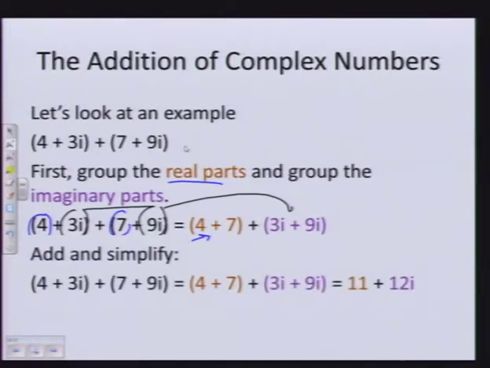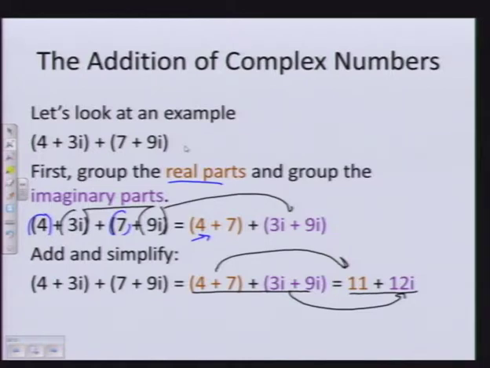Okay, so we got to the stage where we put things together, and now we're going to add the 7 plus 4, that's going to give us 11, and 3i plus 9i is going to give us 12i. So our answer comes out to be 11 plus 12i, and again, notice that the answer of 11 plus 12i is in standard form.